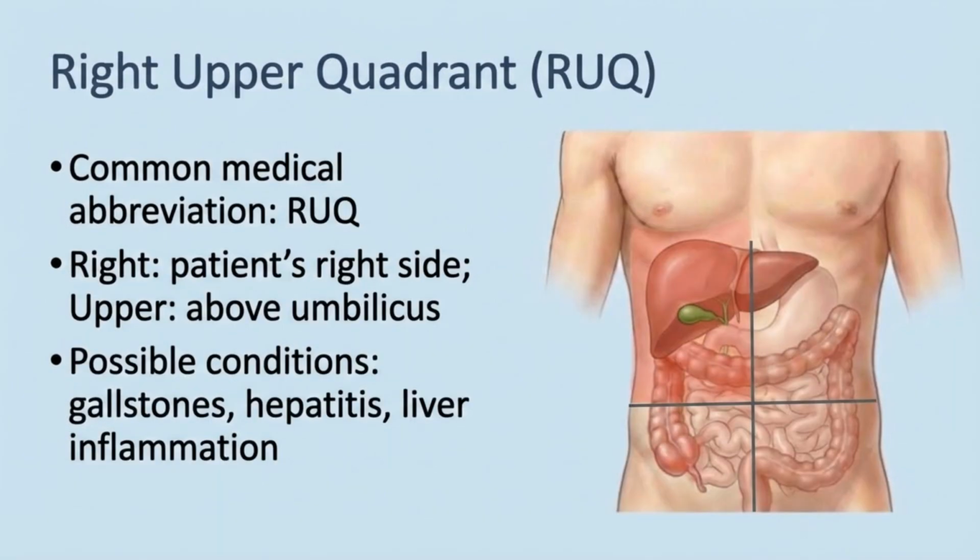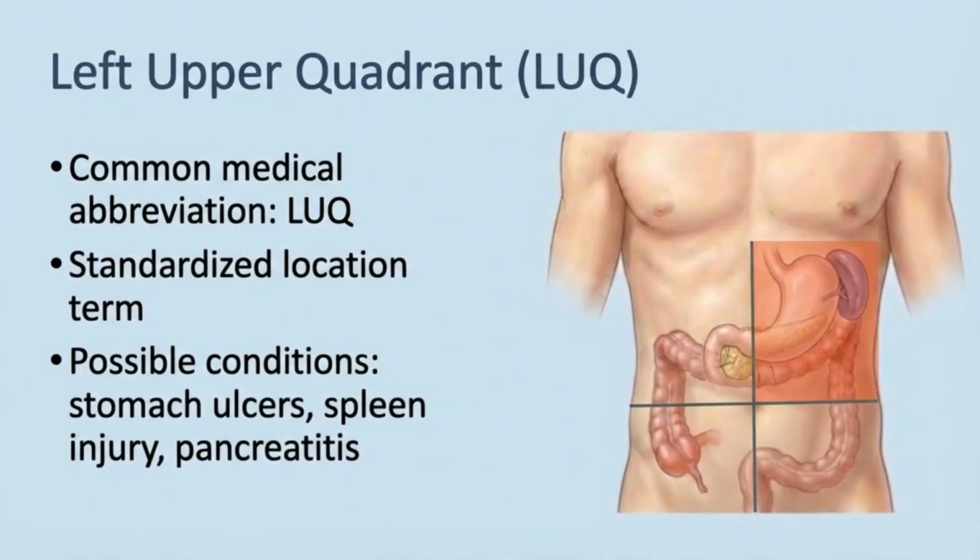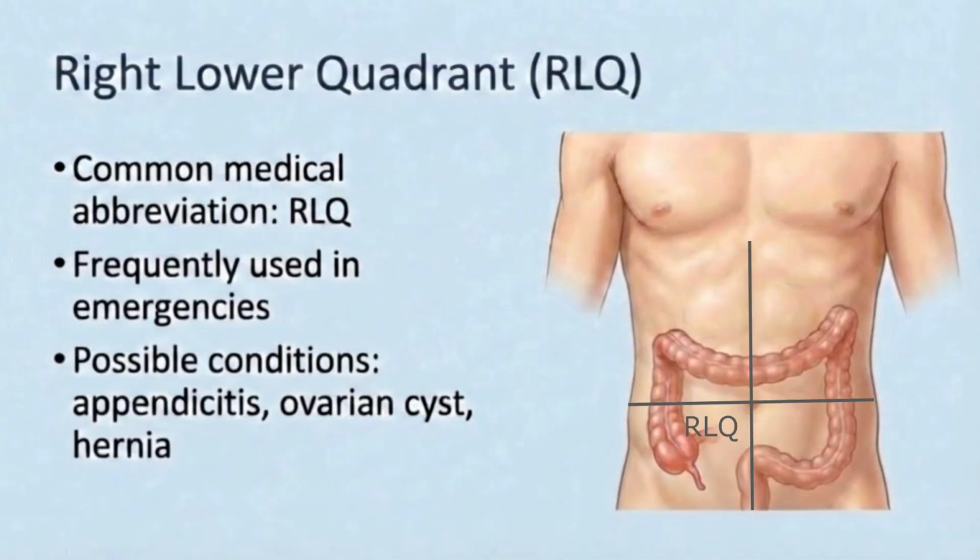RUQ stands for right upper quadrant. This abbreviation is commonly used in medical records and assessments. Pain documented in the RUQ may be associated with conditions involving organs in that area, such as gallbladder or liver disorders. LUQ refers to the left upper quadrant. This standardized abbreviation allows healthcare providers to quickly document pain location. LUQ pain may be associated with conditions affecting the stomach or spleen.